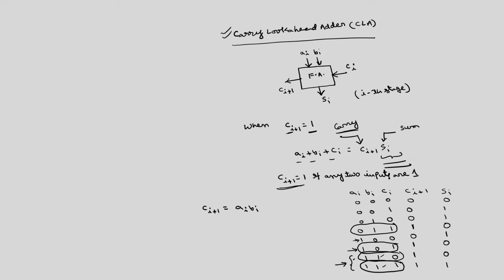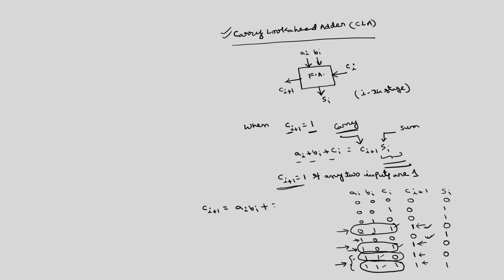But there are two more combinations in which Ai, Bi are not 1, still Ci plus 1 is 1. So, how to cover these two? If I write simply Ci plus 1 is equal to Ai, Bi, it will cover only these two combinations, but I have to cover these two combinations also. So, for that I have to add some more extra term plus. So, what are these two combinations in which Ai is not equal to Bi? Ai is not equal to Bi, still Ci is equal to 1.